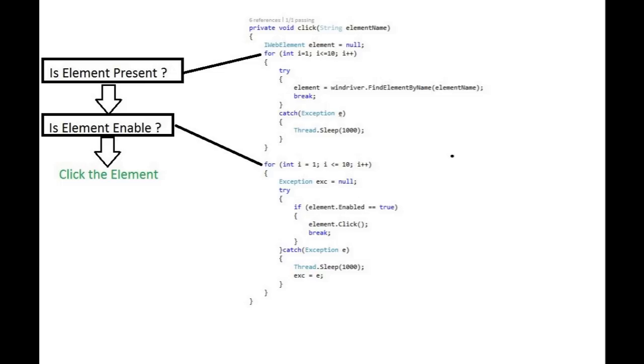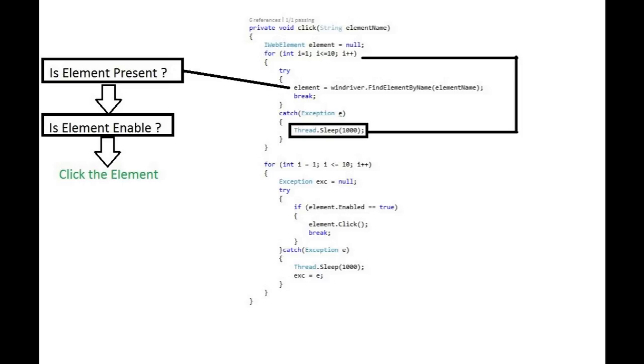The first for loop will check if the element is present. If the element is present, then the first for loop will break. Otherwise, it will wait for 1 second before the next attempt to check for the element's presence on the screen. So the first loop will actually try to locate the element for 10 seconds at an interval of 1 second. When it finds the element anytime during the 10 seconds, then it will exit the loop.